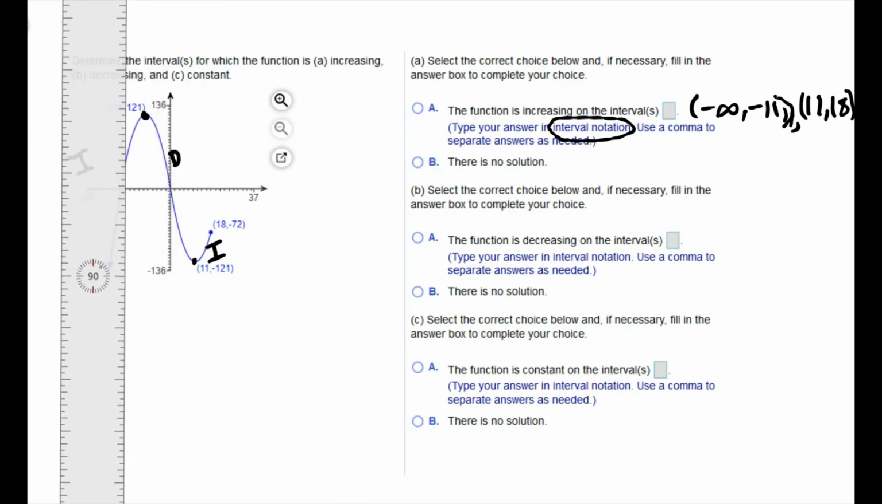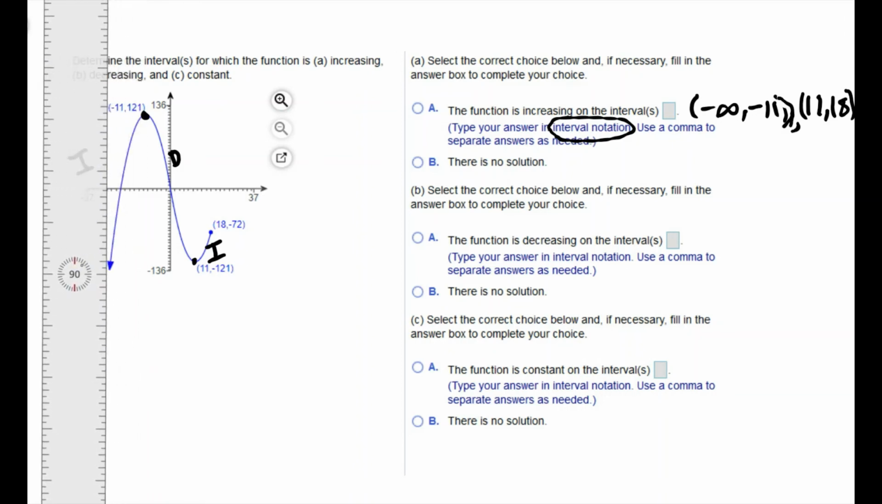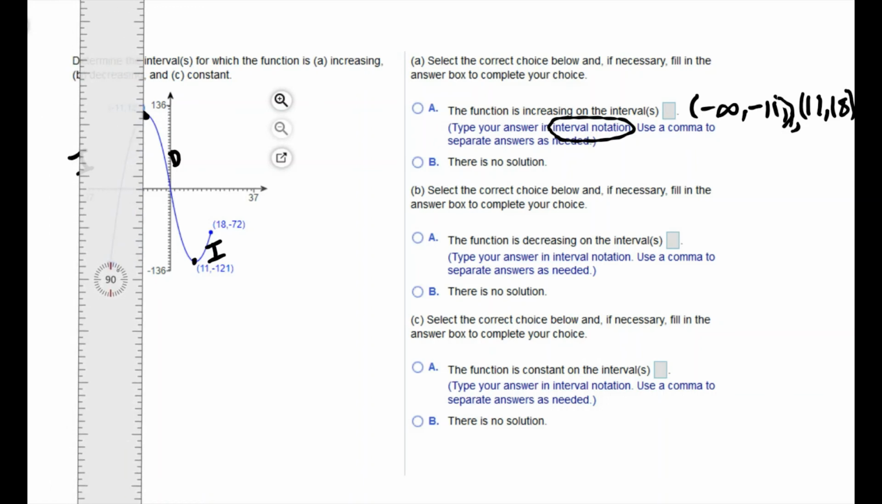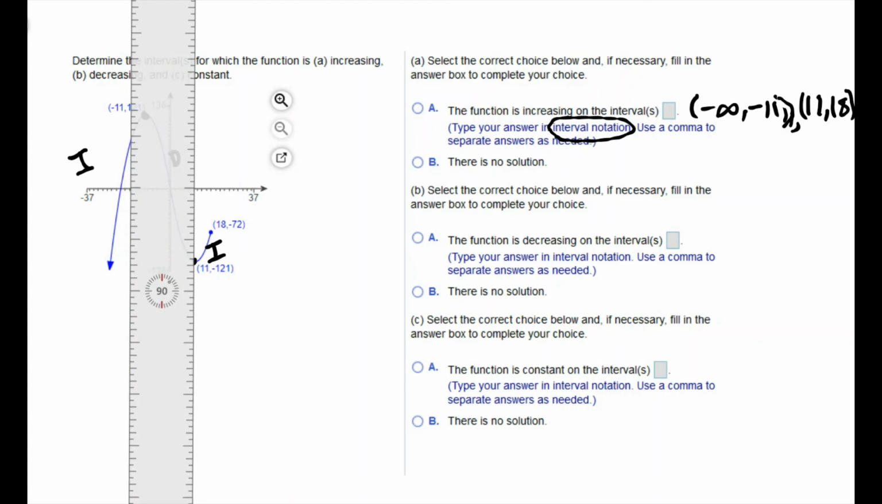So we also have a section that is decreasing. That decreasing section starts at this turning point, so that's starting at the x-coordinate of negative 11, and it continues decreasing until this other turning point, which is an x value of 11. So from negative 11 to positive 11, the function is decreasing. And for the last part, part C here, since there are no intervals where the function is constant, we will say no solution for that part.